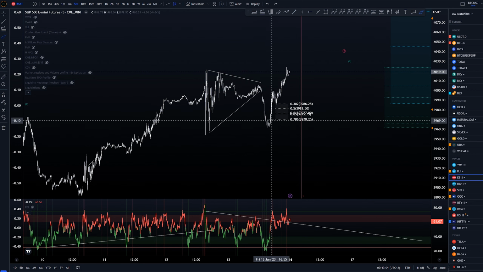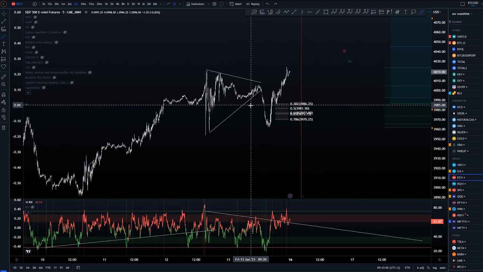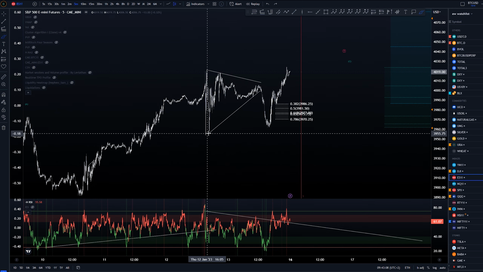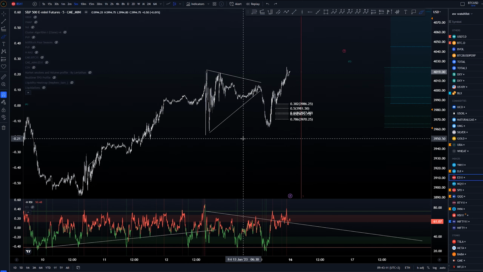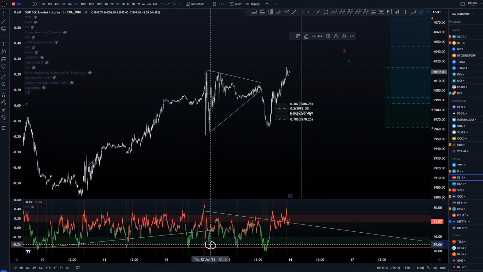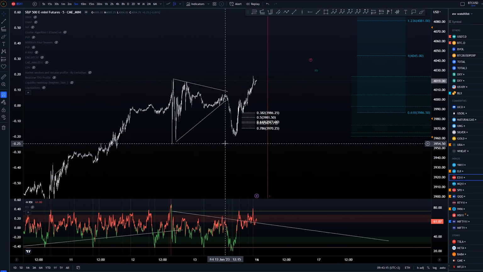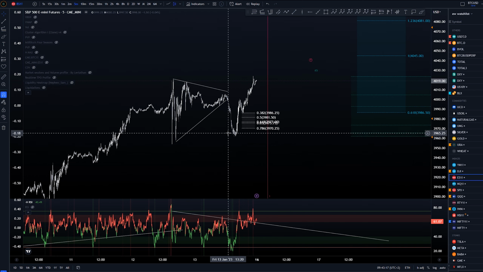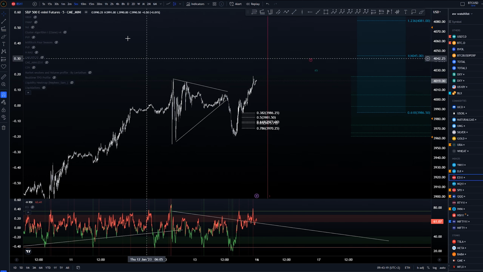That did not happen, and I had a long setup from here. Again, very close stop losses below here. Again, that would be removing the divergences from here. So that was the structure that I was looking at.